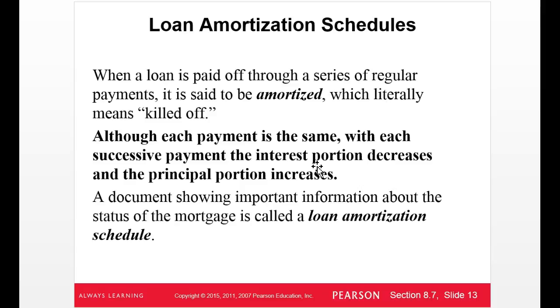So when we are paying that off, it is amortized, and we have what we call a loan amortization schedule, which shows what's going towards the principal and what's going towards the interest at each payment, each one of those payments that you make.